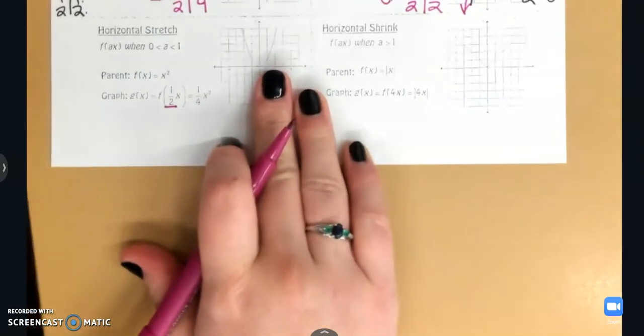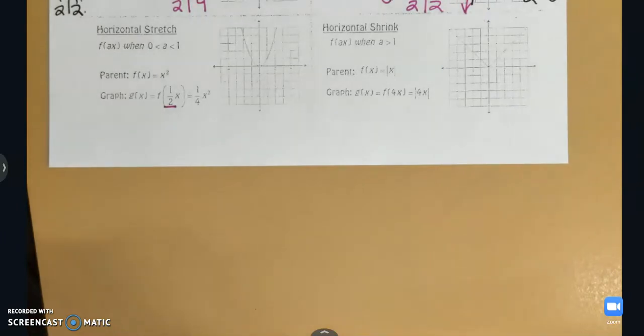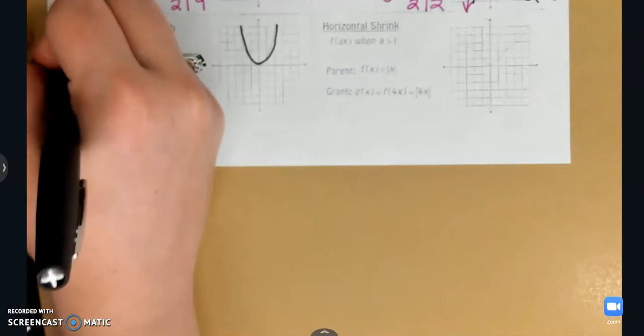Oops, blurry. And then whether we're shrinking or stretching is the opposite from vertical. So for vertical, when the number was greater than 1, it was a stretch. For horizontal, when the number is less than 1, it's a stretch. So here is my quadratic parent function.